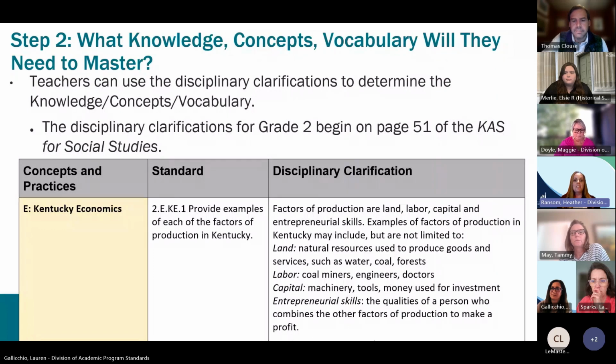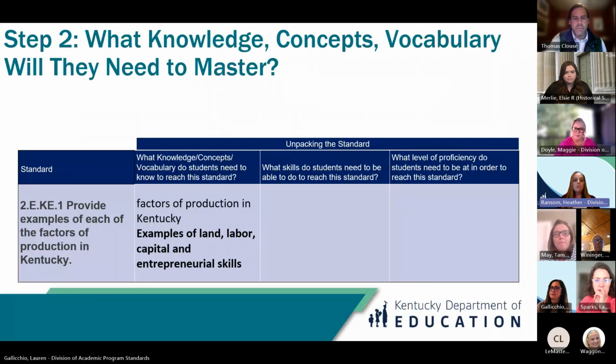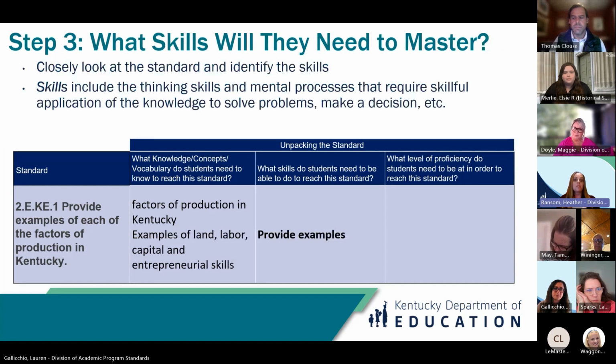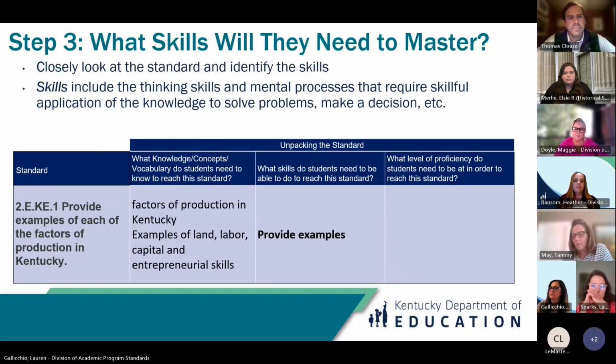Okay, so you can see here that this disciplinary clarification provides examples of each of those factors of production just to help support you in understanding what those are and what some examples of those may be. And so going back to our tool, you can add those then to that second column, the disciplinary clarifications provide examples that you can use as well for this standard. So looking at the skills that students need to be able to do to reach the standard, here it says provide examples. And so this is going to be similar to identifying. And so the level of proficiency that students will need to be at to reach that standard is going to be a level 1.